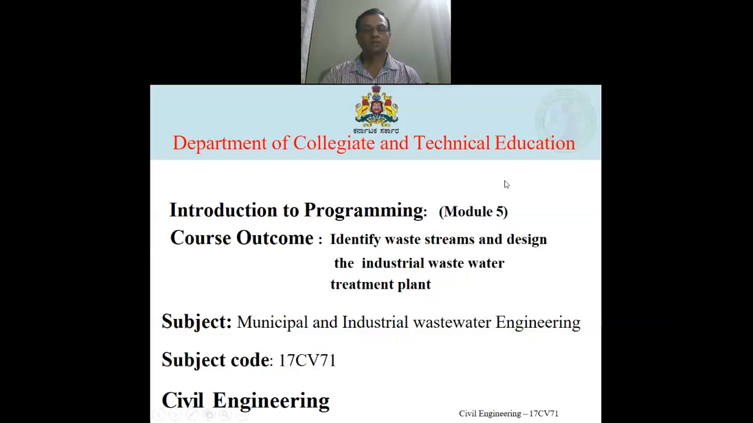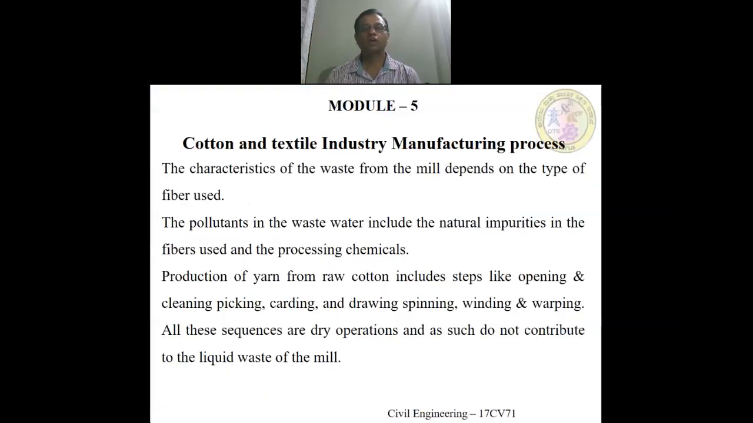Today's class will discuss municipal and industrial water engineering, where we are going to discuss the cotton textile industry manufacturing process. The characteristics of waste from the mill depend on the type of fiber used. The pollutants in the wastewater include the natural impurities in the fibers used and the processing chemicals.